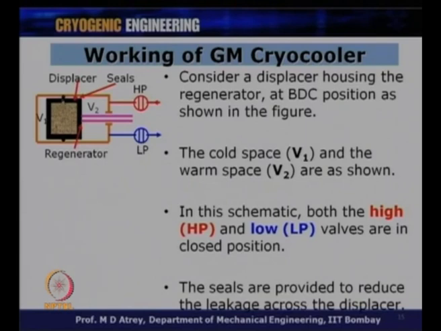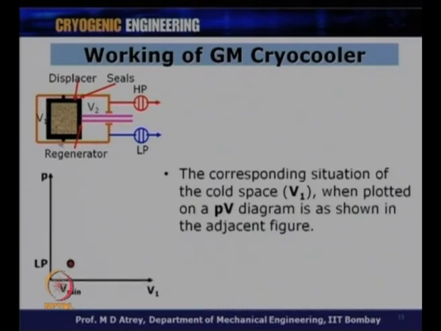And the seals are provided between the displacer and the cylinder as shown over here, and this will not allow the gas from V2 to go to V1 or from V1 to V2. I would like to show now how the pressure versus volume diagram changes with this motion of the displacer, and we are talking about this volume V1.